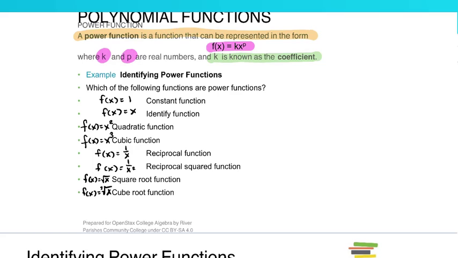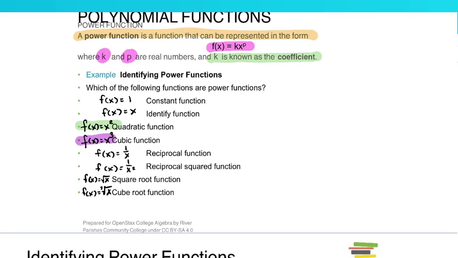So you could probably recognize that f of x equals x squared is something in this form. In this case, the p is 2. K would be 1. You probably also recognize that f of x equals x to the third is a power function, where p is 3 and k is 1. But what about the others? They don't look like power functions, so maybe we should just say, nah, they're not. But actually, they are. You can write every single one of these functions as a power function. So let's see how that works.